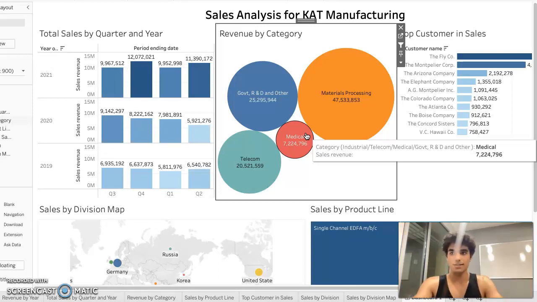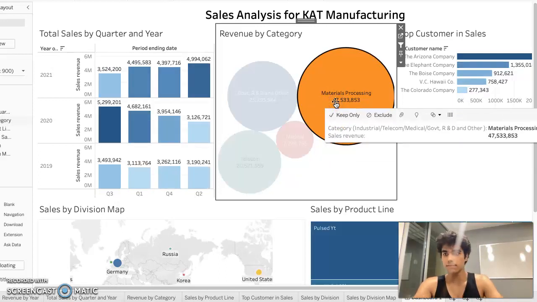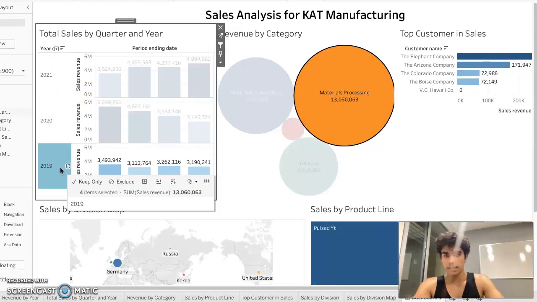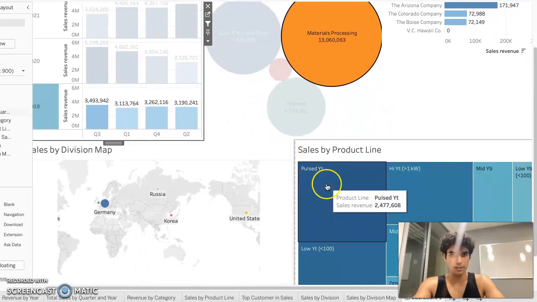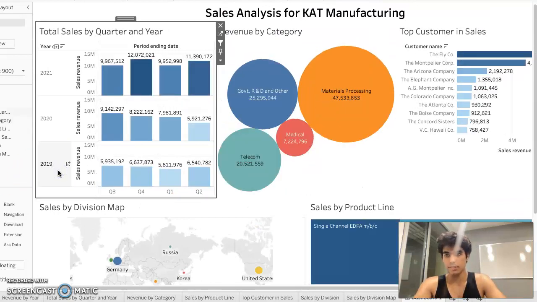Okay, and then the next question is, which product line had the highest sales in 2019 under the materials processing category? So we'll go to materials processing, we'll go to 2019, and we'll go to the product line section. So pulsed YT had the highest sales in 2019 under the materials processing category.